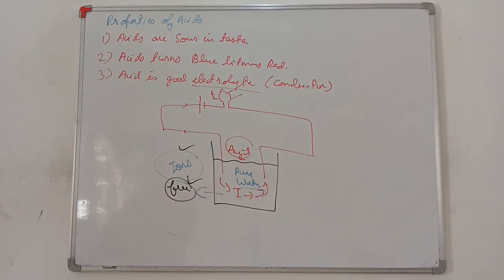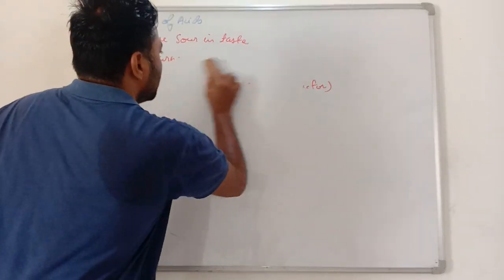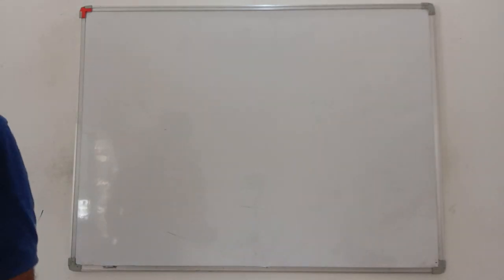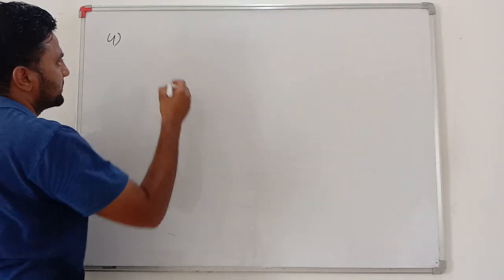Okay. See my dear students, already we know about this property, how acids behave with metals. We already know metals get corroded by acids. How will we see? Now we will see the reaction of acid and metals. Very important.